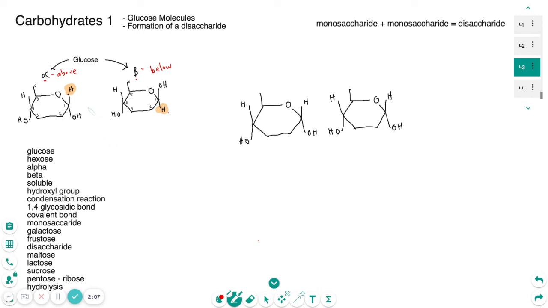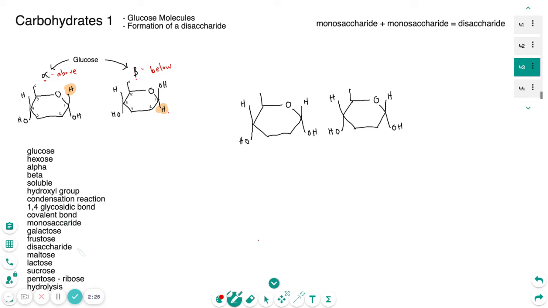Okay, so they're your two different types of glucose. You have to practice drawing them, so make sure you can do that. Let's move on to how an actual disaccharide forms.